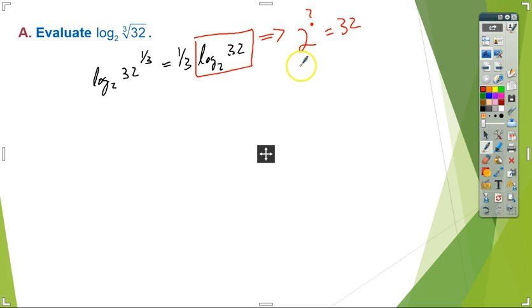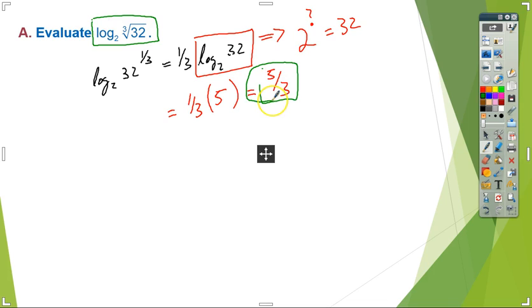So if I come over here and say, oh, 2 to the 5th power is 32, that means that log base 2 of 32 is equal to 5. So this is going to be equal to 1/3 of 5, which is equal to 5/3. And again, you have to go, holy cow, I just figured that out. Because how amazing is this? This right here, that business right there, is 5/3. Amazing. All right, let's try another one.